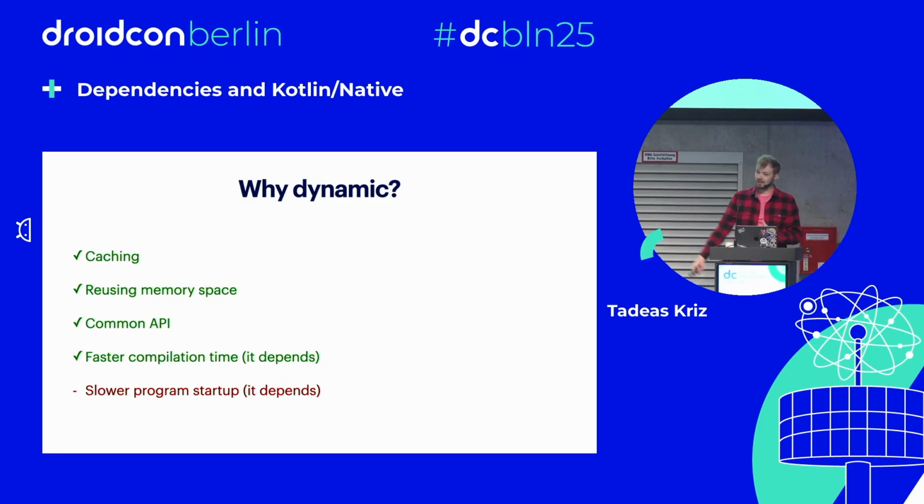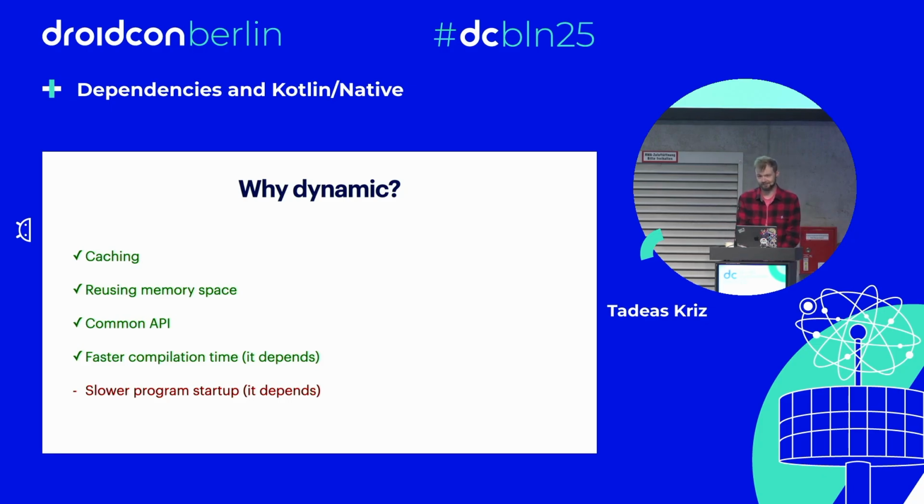With that comes common API. If you have a static library, all the symbols are in your binary, and no one else can use the same code unless they linked against your executable, which, while we can do that, nobody does. So if you have multiple executables that need to communicate together in the same memory space, a dynamic library is the way to go because they can reuse the same memory layouts, and so on. And now the two last points, faster compilation time and slower program startup.